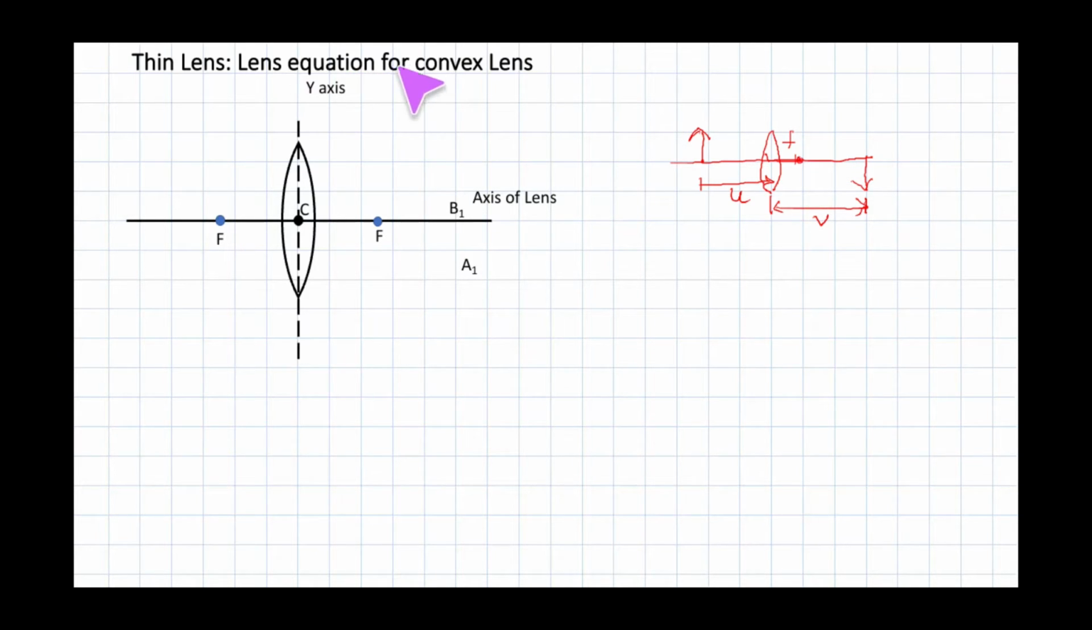So in case of lens equation, actually we are going to study the relation between u, that is object distance, v, that is image distance, and f, that is focal length. First remember these things. Okay, so now it is clear that lens equation is basically a relation between u, v, f. So now let us see how exactly we get the relation between u, v, f.